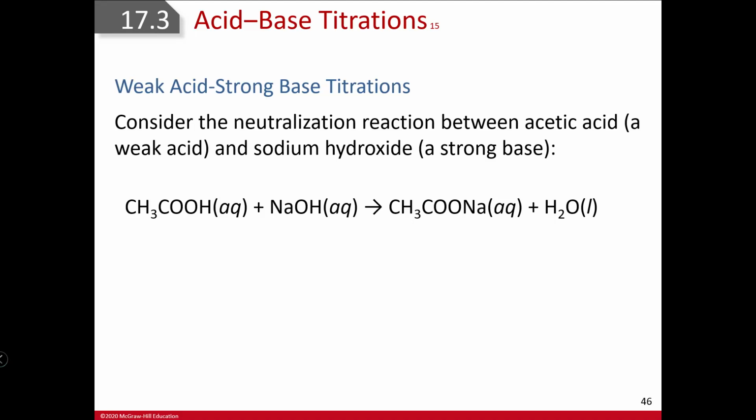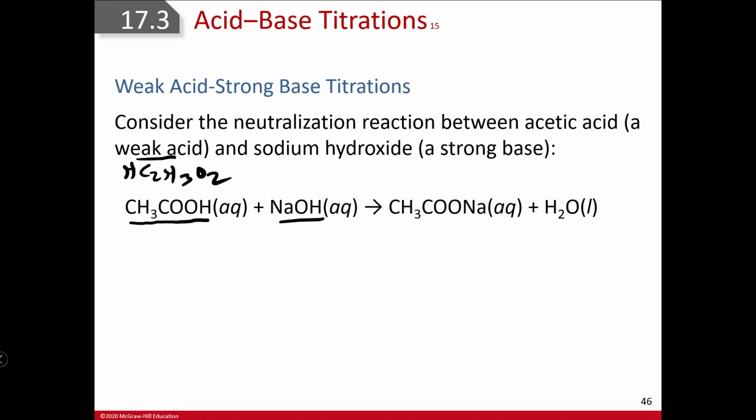So we have acetic acid. You should know this formula for acetic acid. You might know it is also HC2H3O2, but you need to know acetic acid. And you need to know that's a weak acid. It's not one of the 7 strong acids you have to memorize. So we got a weak acid and a strong base.